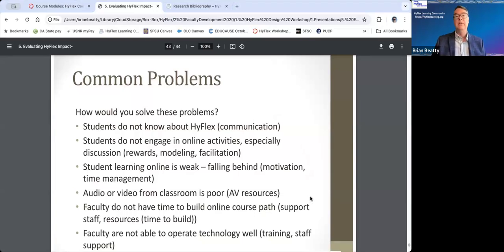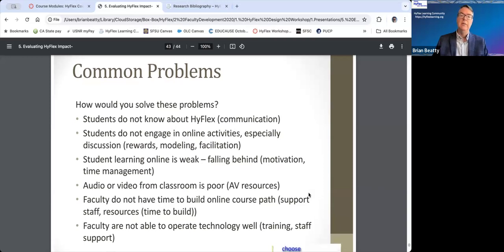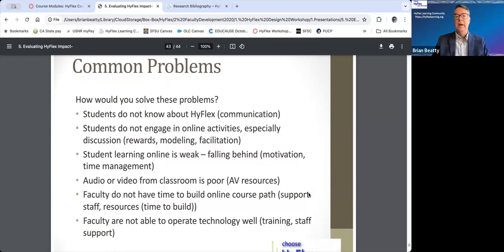Students often work for points. Young students work for points. Old students work for points. Modeling, facilitation, all that stuff matters. Student learning online is weak. We saw a lot of this during the pandemic. They're falling behind, perhaps. Well, maybe it's time management. Maybe it's motivation. Maybe it's some other things that we can do to change our design that would help us get these students learning on a real regular basis.